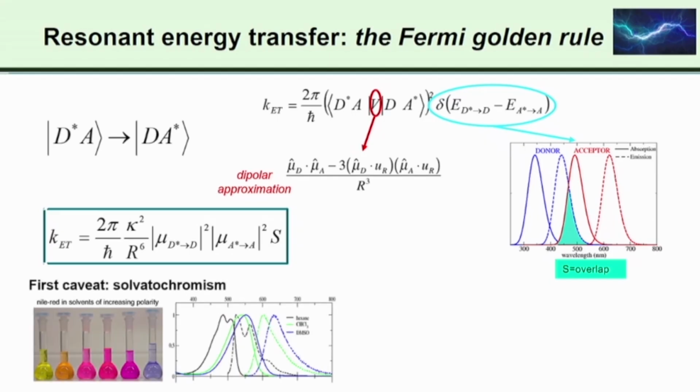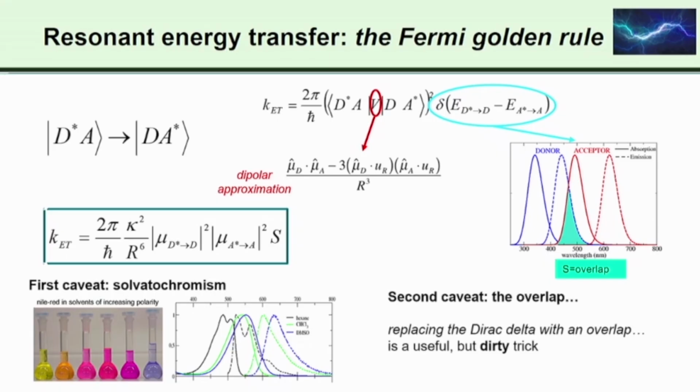But we know that there are a few drawbacks, or a few things that we have to be careful about. The first caveat is solvatochromism, the things I was discussing before. Here, everything depends on the relative position of the donor emission and the acceptor absorption. And if everything moves with the solvent, as we have seen before, we have to be very, very careful. So energy transfer may possibly work perfectly well in toluene and can be totally absent in dimethyl sulfoxide, okay?